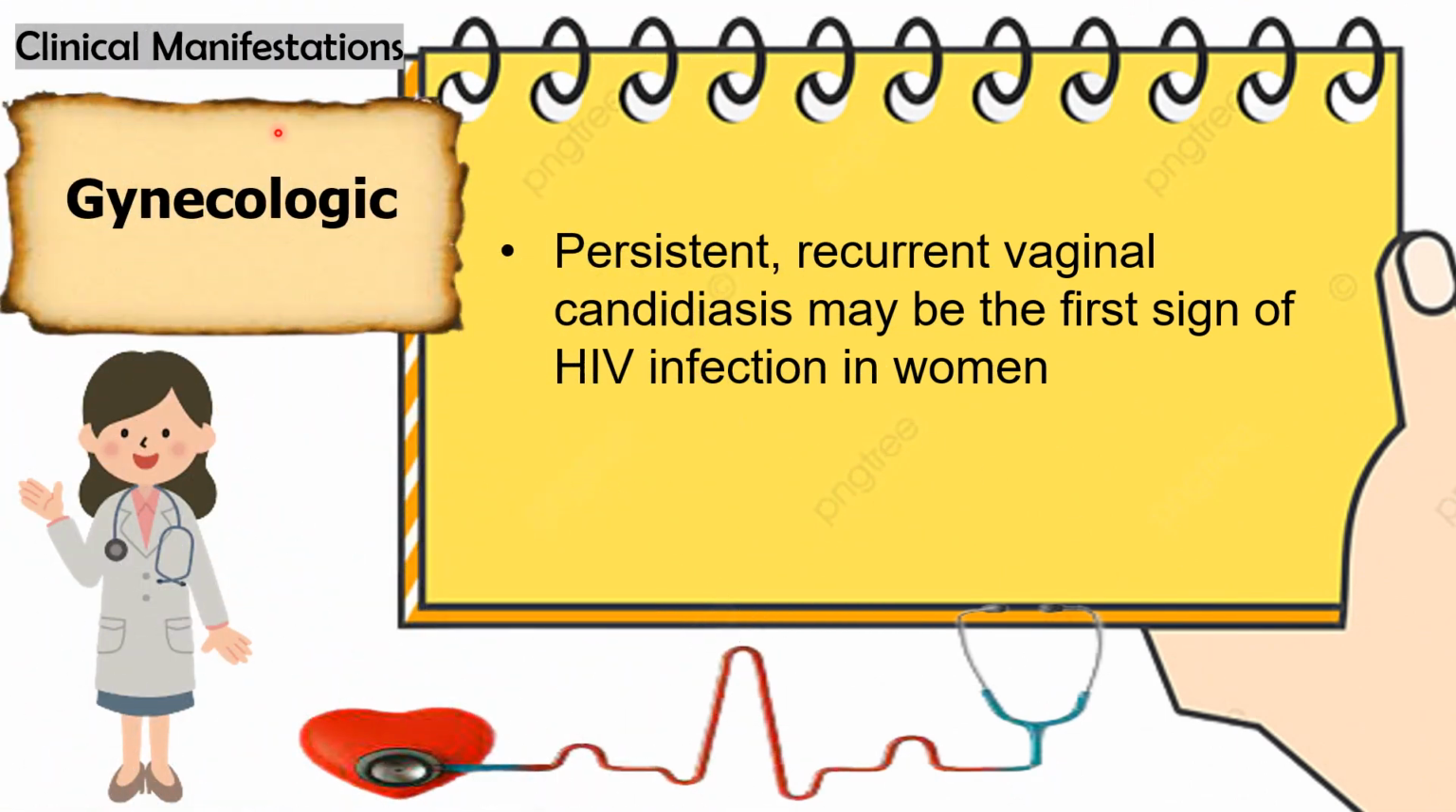For gynecologic manifestations, persistent recurrent vaginal candidiasis may be the first sign of HIV infection in women. Women with HIV are at increased risk for developing pelvic inflammatory disease.